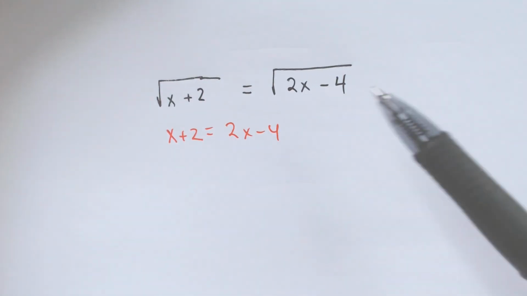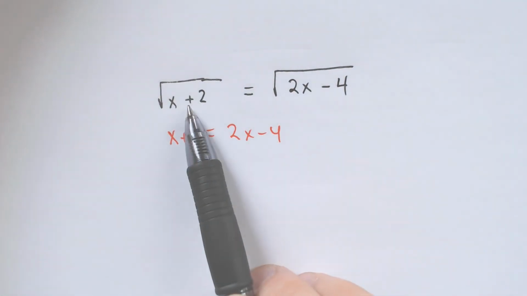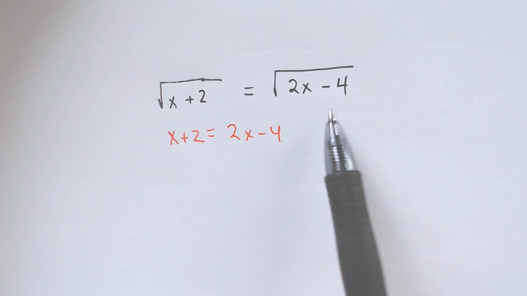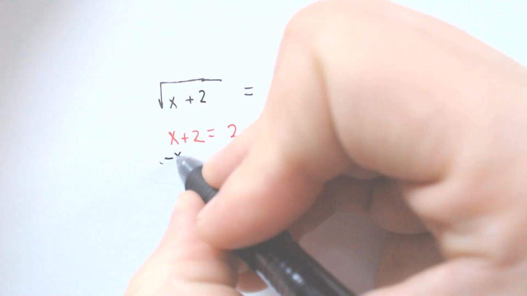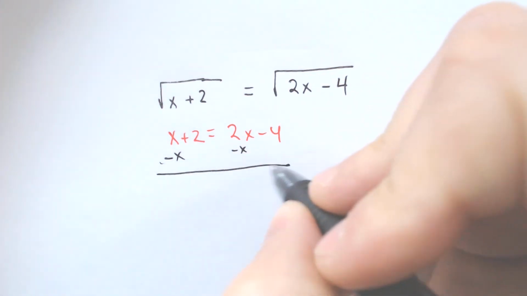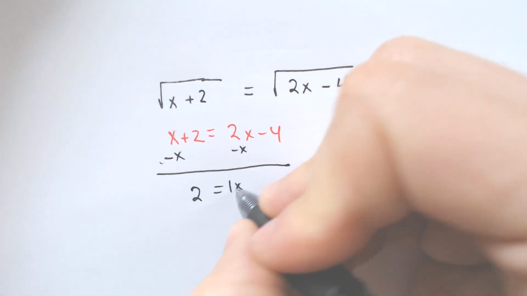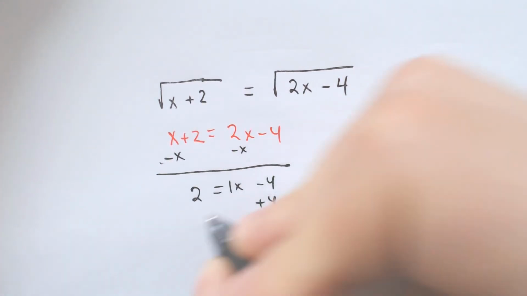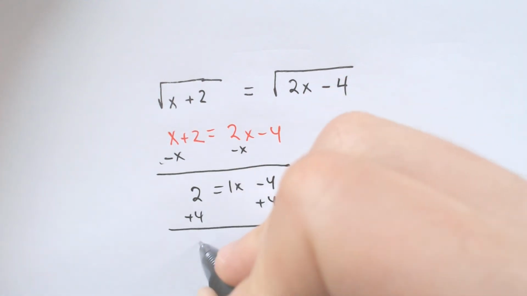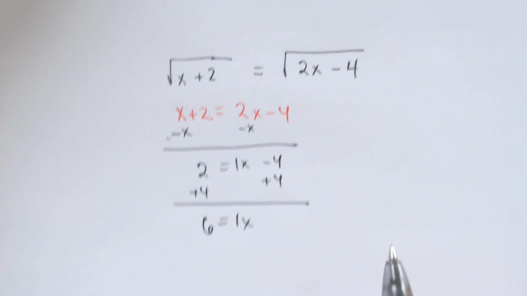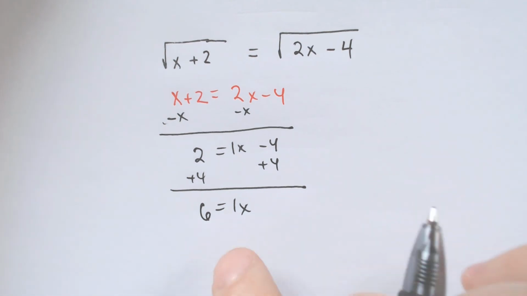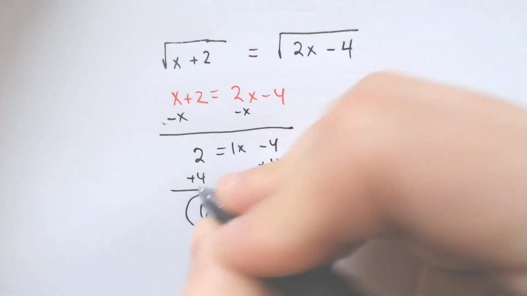And if you solve that, the square roots don't matter because what's underneath needs to equal what's underneath the other square root. So I am going to personally move the x over. 2 would equal 1x minus 4. Add 4. 6 would equal 1x. And hooray, x is equal to 6.